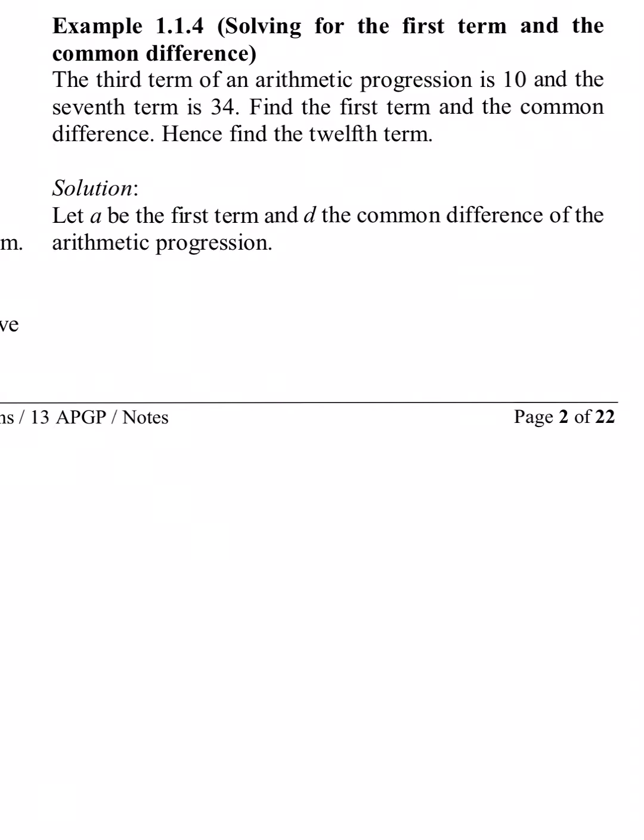So I think it is clear to everyone that the first step is for us to write down the third term and the seventh term, the expressions. So firstly, we are given that A3 is equal to 10 and A7 is equal to 34. A3 is given by the first term plus 2D, because both A and D, the first term and the common difference, are unknown. And A7 is given by A plus 6D.